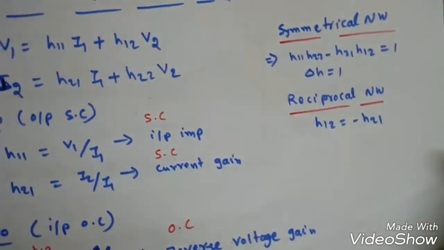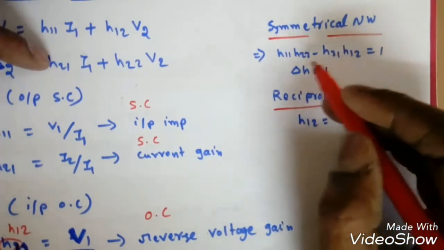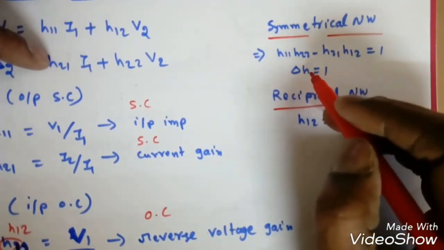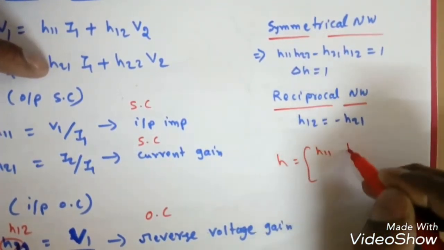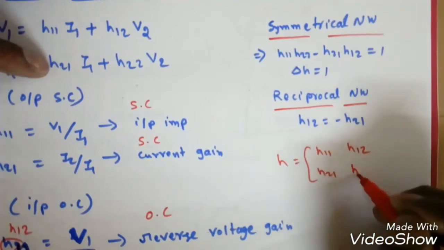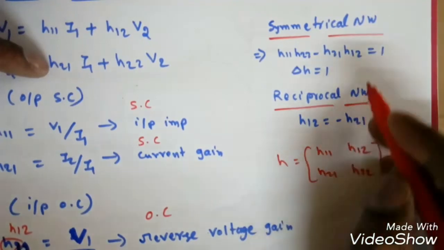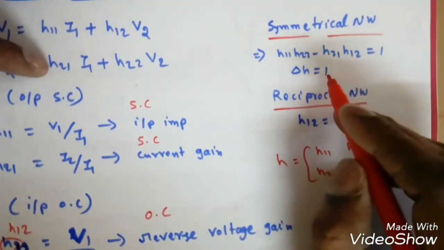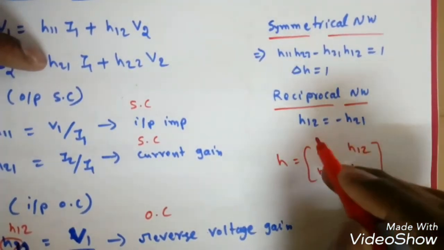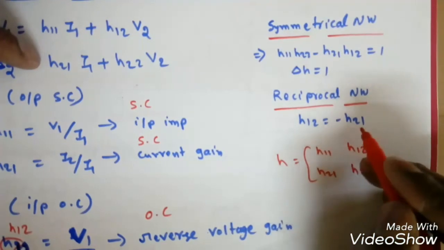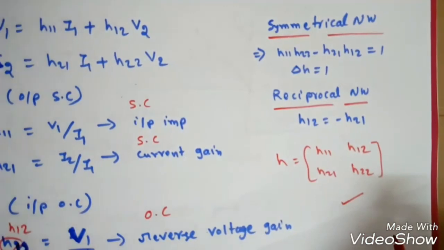Now again we need to see what the conditions are for symmetrical and reciprocal networks. So in a symmetrical network, the determinant of the h parameters is equal to 1. Suppose h is the matrix of parameters h11, h12, h21, h22. What is the determinant? h11 h22 minus h21 h12 is equal to 1, or delta h is equal to 1. So this is the condition for a symmetrical network. Similarly, for a reciprocal network, h12 is equal to minus h21, right? h12 should be equal to minus h21.